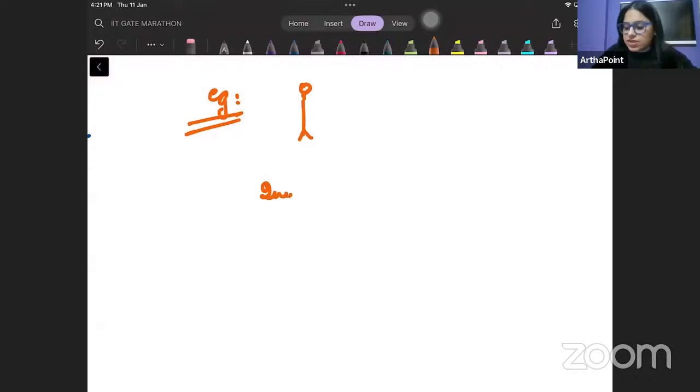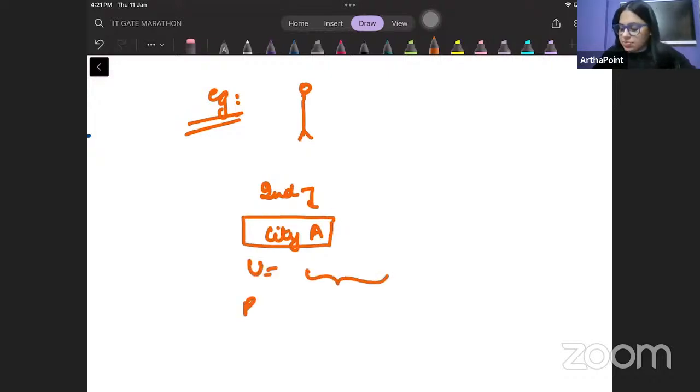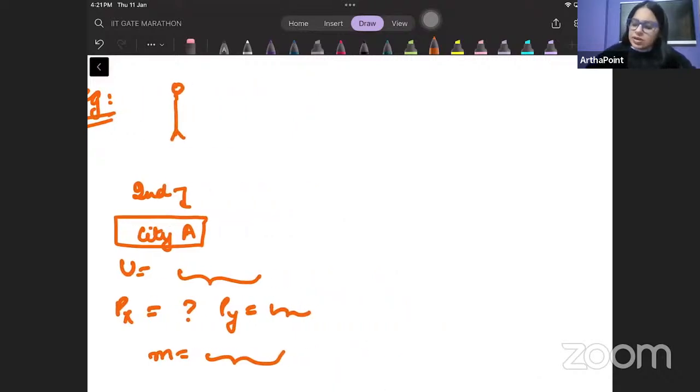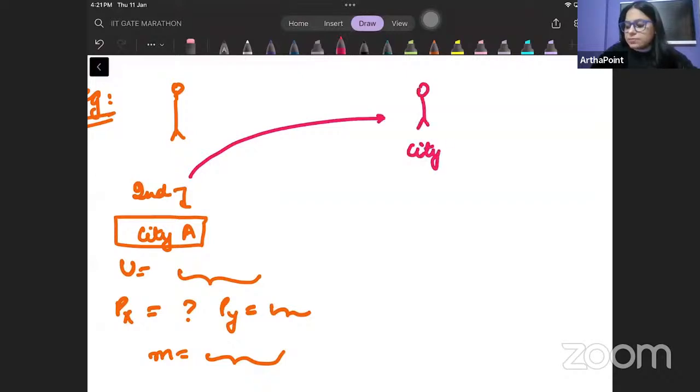This individual is living in city A. He has a utility function. City A में price of good X is given to you. Price of good Y is given to you. You are given his income. अब क्या हुआ? His company told him that we are transferring you to city B. हम आपको city B में transfer दे रहे हैं.